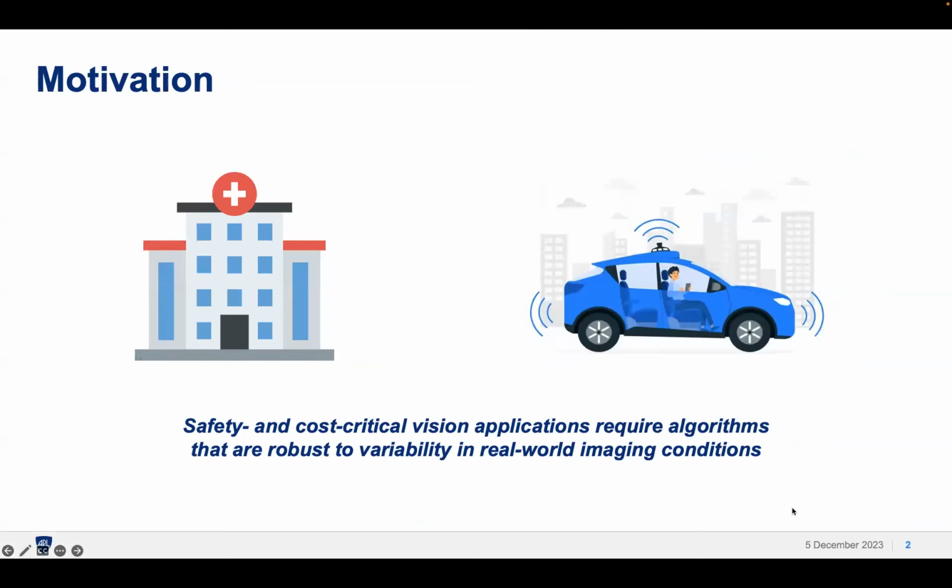The primary motivation behind our work is that as demand increases for the use of AI in safety and cost-critical applications, such as in healthcare or autonomous systems, we need vision algorithms which are robust to the variability in imaging conditions that arise across real-world domains and applications.